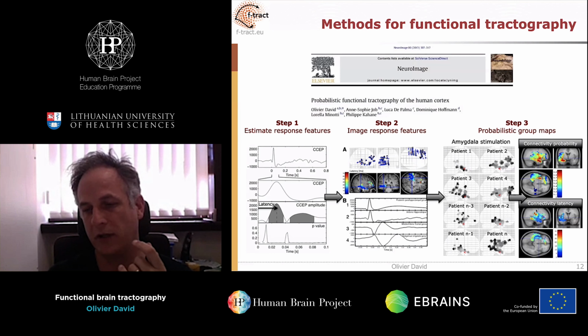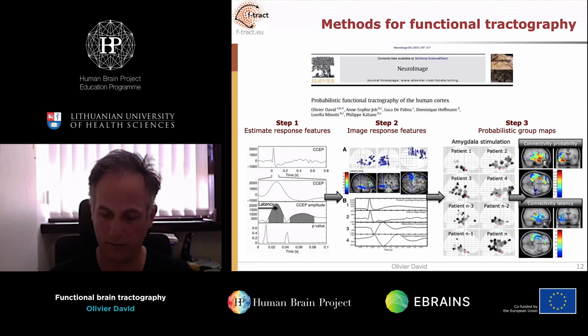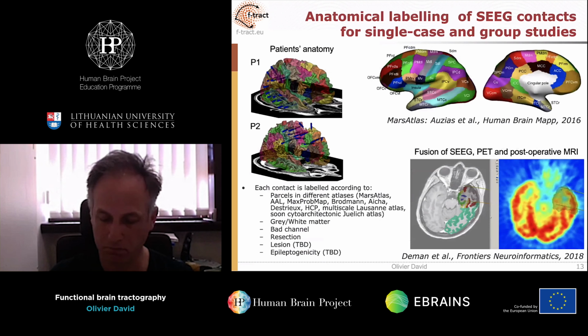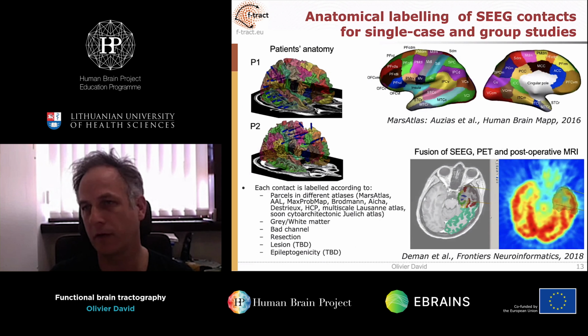But what is really new in this data is that we can map the latency, so the speed of the response from the amygdala towards the other cortical areas. So to do those maps, there are different steps.